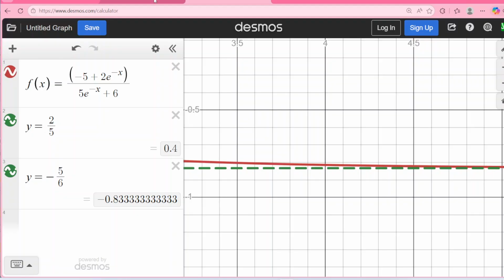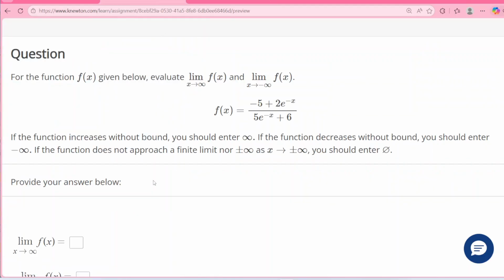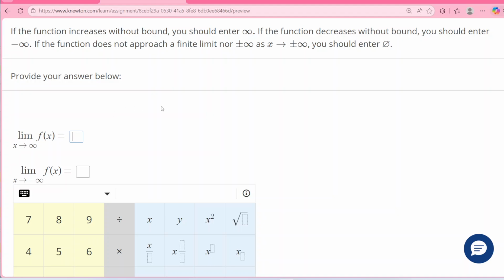And you can go to table, make a table if you want, but those look like my correct limits. So as x approaches positive infinity, the limit is negative 5/6. And as x approaches negative infinity, the limit was positive 2/5.